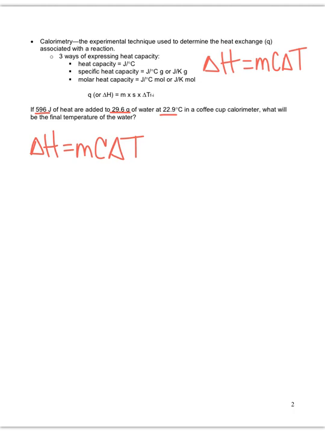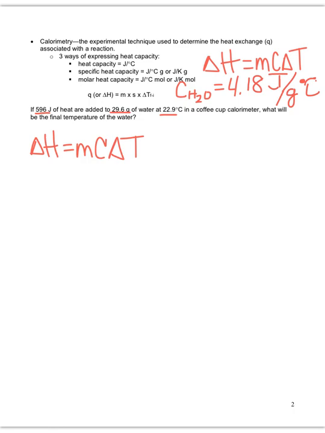Now, the one other piece of information that you will need is the specific heat capacity for water. So I will just tell you what that value is. The specific heat capacity for water is 4.18 joules per gram degrees Celsius. That's a C there. So we're going to plug that value in for the C value.